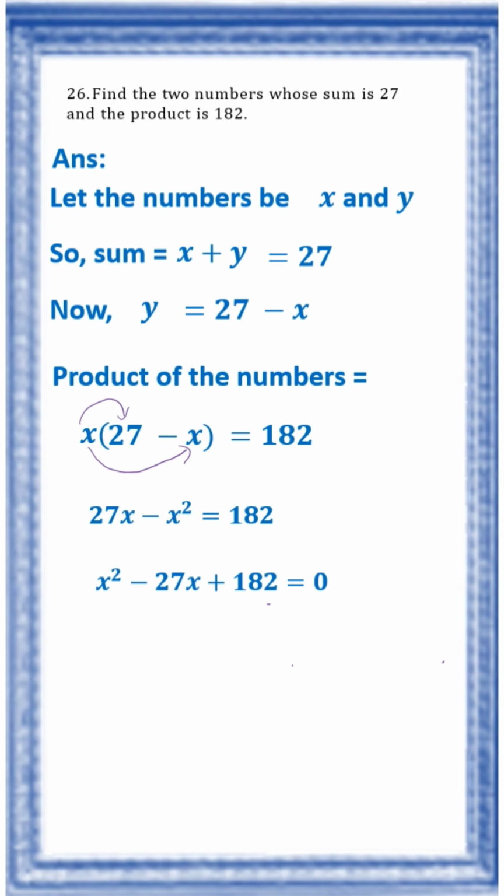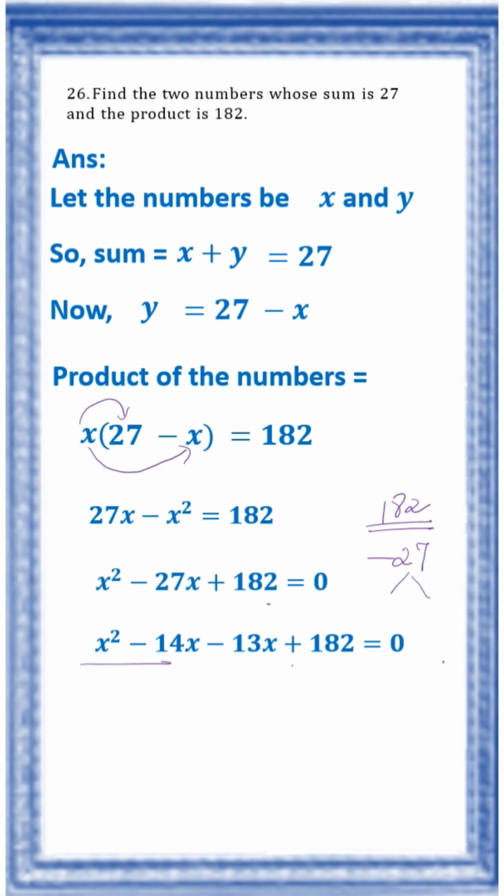Now factorize this by splitting the middle term. You should get two numbers such that the product of the two numbers is 182 and the sum is minus 27. Minus 14 and minus 13. If you add, you will get negative of 27. If you multiply, you will get 182.